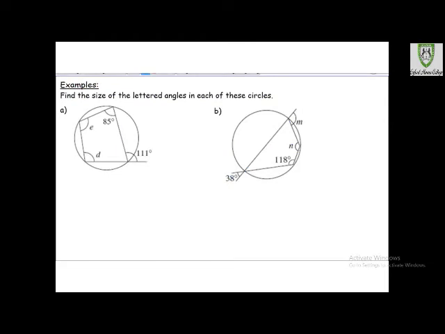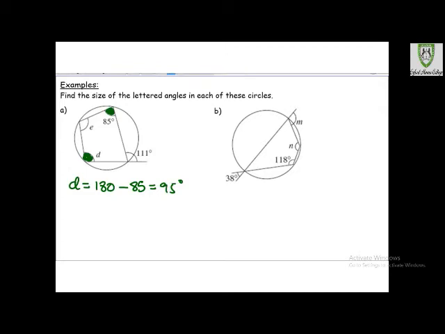Find the size of the lettered angles in each of these circles. So using that theorem, we can find out the missing angles. Let's start with A. We can start by finding what angle D is. We know that this angle plus this angle here add up to 180 degrees. So D will be 180 minus 85, which will be equal to 95 degrees.